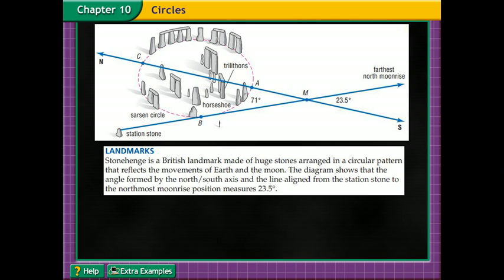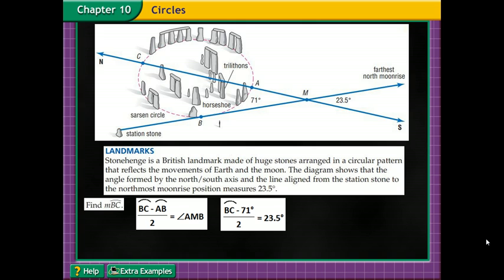So for example, if we go back to Stonehenge, if we want to find minor arc BC, we could set up this equation. We would take minor arc BC and subtract minor arc AB, so BC minus AB, and we divide that difference by 2. That's going to get us our angle of intersection, angle AMB. That angle is going to turn out to be 23.5 degrees, which is given to us. So if we plug those in and solve, we get 118 for minor arc BC.